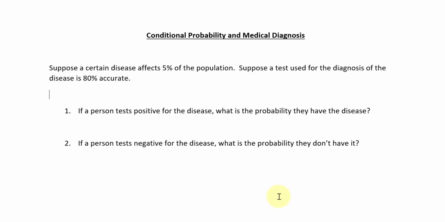Okay, so the question says, suppose a certain disease affects 5% of the population. Suppose a test used for the diagnosis of the disease is 80% accurate. Number 1, if a person tests positive for the disease, what is the probability they have the disease? And number 2, if a person tests negative for the disease, what's the probability they don't have it?